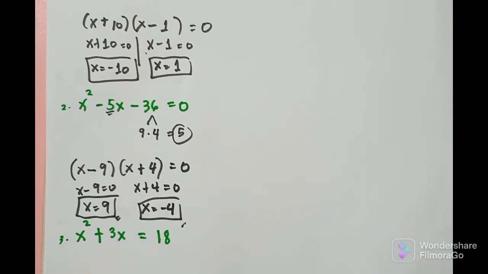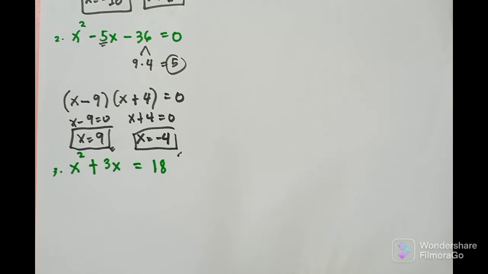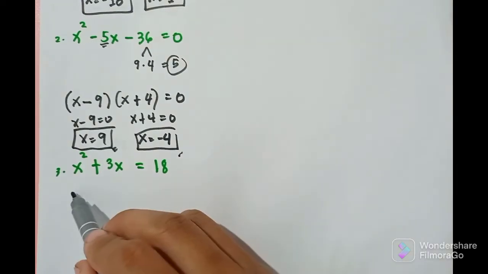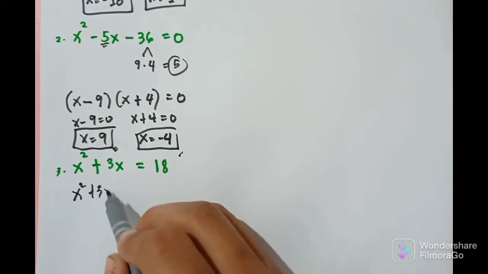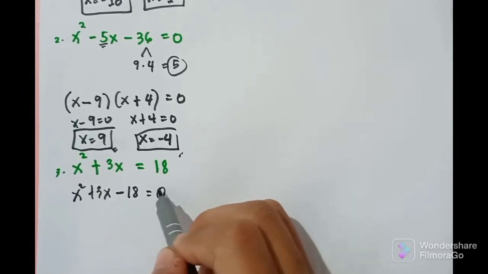So, last example natin. Ayan. So, again, hindi siya naka-standard form. So, gagawin muna natin siyang standard form. So, magiging x squared plus 3x. So, si 18, pag nilipat, magiging negative 18 is equal to 0.